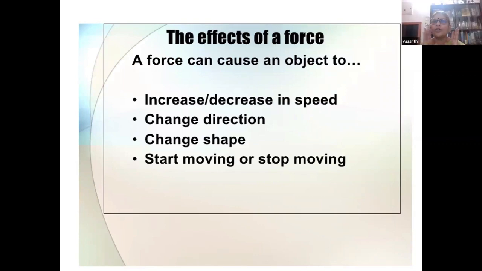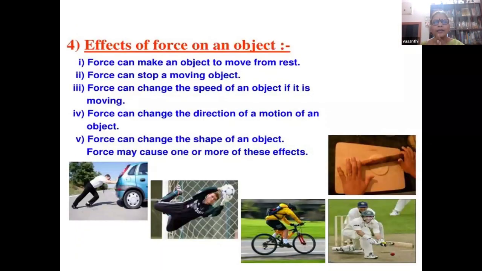So now you introduce a concept of force. The children will tell, as soon as you open out the word force, you can easily get this answer. What are the effects of the force? All this the children will tell. It can increase speed or decrease speed. It can change the direction. It can change the shape. Start moving or stop moving because of the force. So you can give several examples. It can change the shape, change the direction, change the speed.